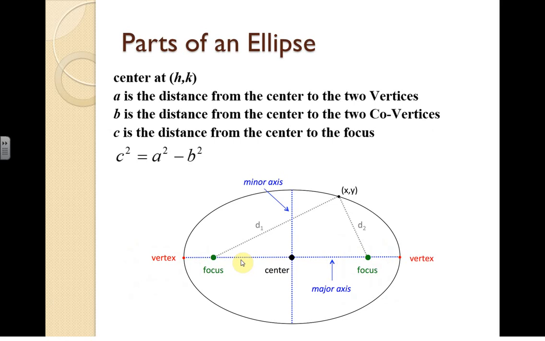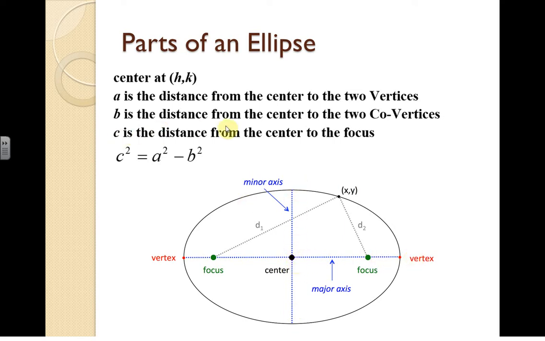Okay, so we have parts of an ellipse. Our center's at (h, k). That's just like a center, a vertex, all those things. We still have our center here. A is the distance from the center to those two vertices. So from here to here, or from here to here. For instance, if this distance was 5, A would be 5, and then A squared would be 25, etc. B is the distance from the center to the minor axis. So here's your A, here's your B.